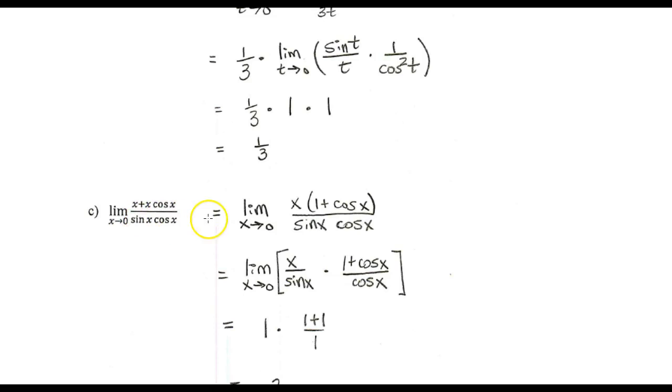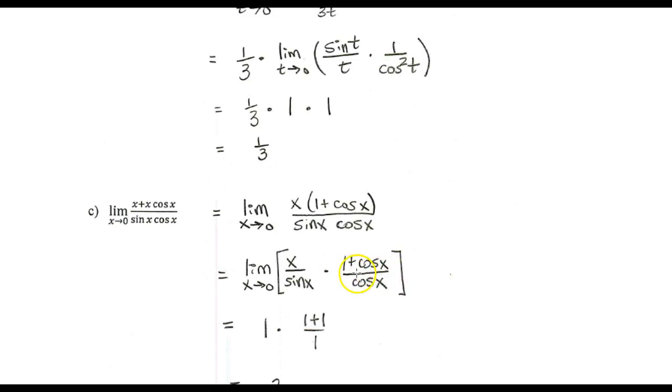Just simplifying this, notice that in the numerator I can factor an x out, so I get x times the quantity 1 plus cosine of x. I still have sine x times cosine of x in the denominator. So I can put the x and the sine x together, and that's multiplied by 1 plus cosine x over cosine x. This limit here, as x approaches 0 of x over sine x, is the same as sine x over x. It doesn't really matter. So this limit is 1.